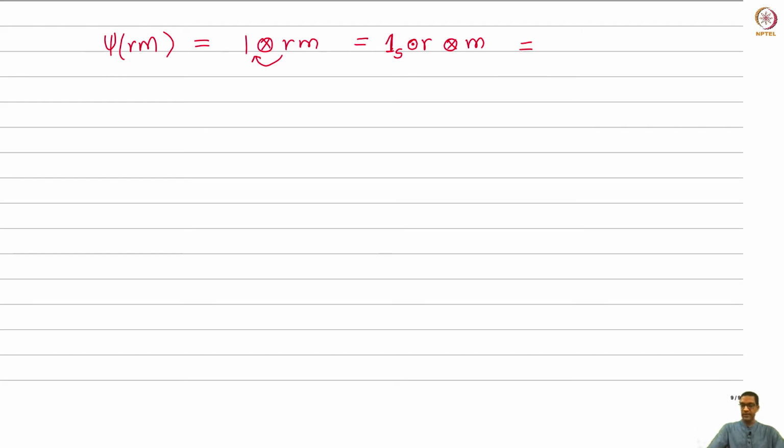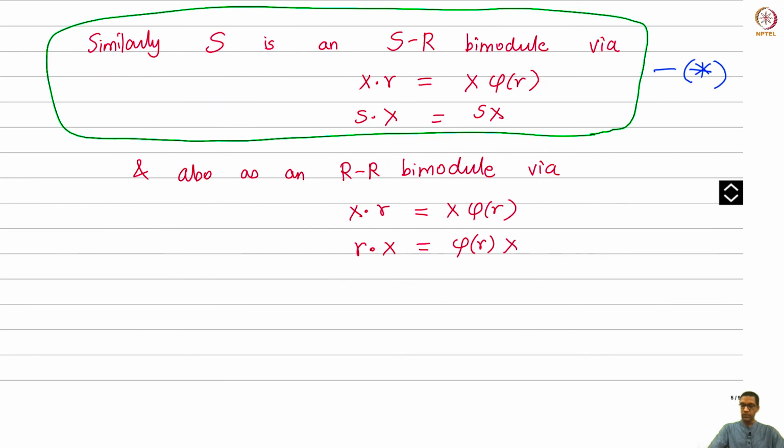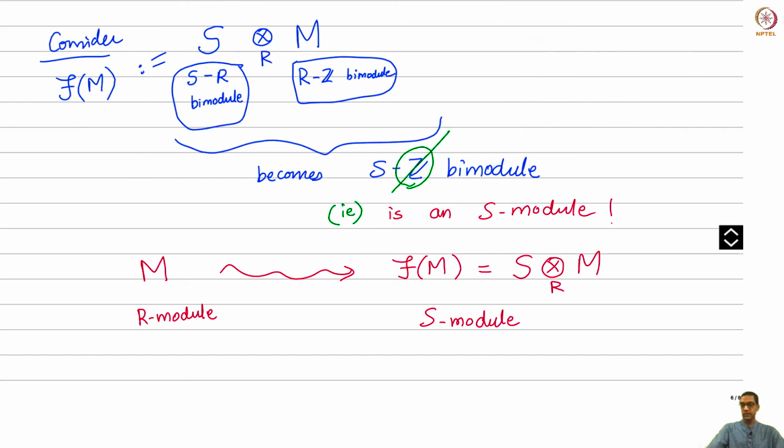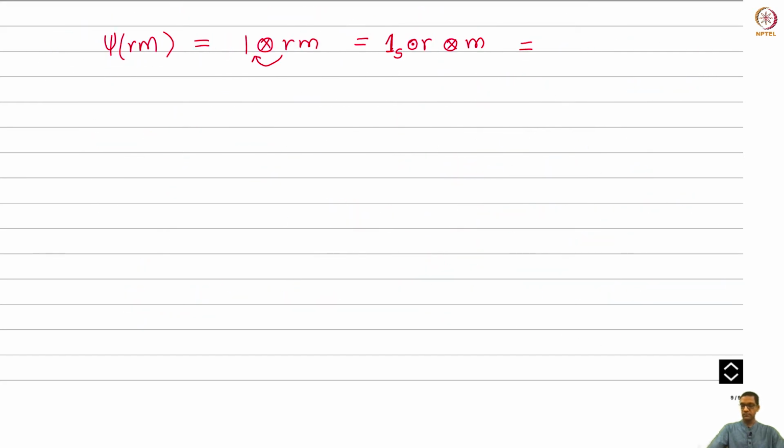Now what is the right multiplication? If you go back and recall how we made S into an SR bimodule, the right multiplication is the following. If you want to right multiply by R, you just multiply ordinarily X with phi R. So I have to do that here. X here is 1S, so when I multiply it by phi R, it just becomes phi R. Okay, so it's phi R tensor M. Now I can think of 1 times phi R as phi R times 1. I can just put this 1S on the other side. Okay, so it's this element of S tensor M.